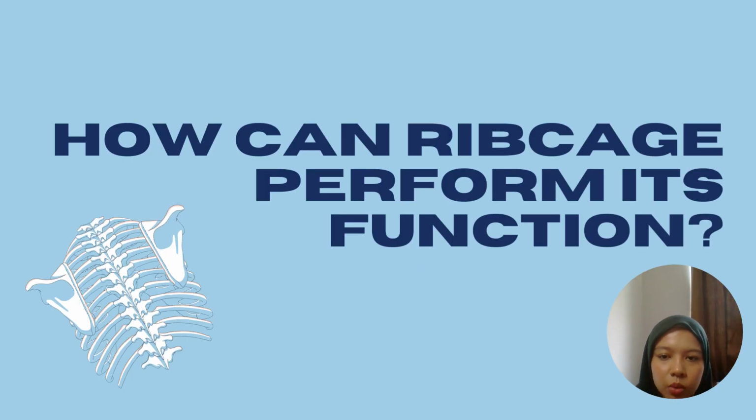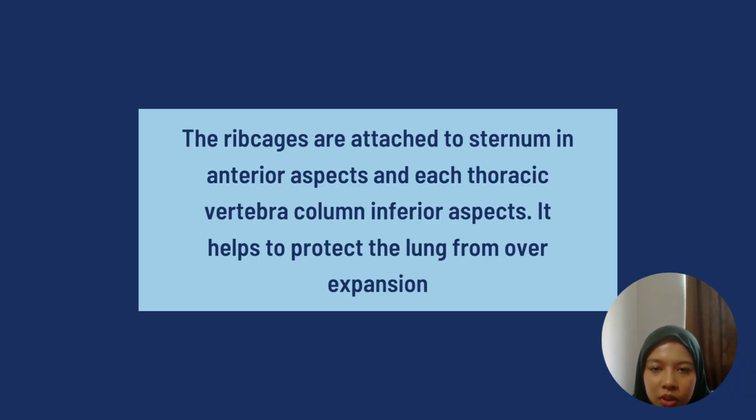So now we'll move on to the next part, which is how the rib cage performs its function. In general, the rib cage is attached to the sternum anteriorly, and it is attached to the thoracic vertebral column posteriorly. This can help protect the lung from over expansion.